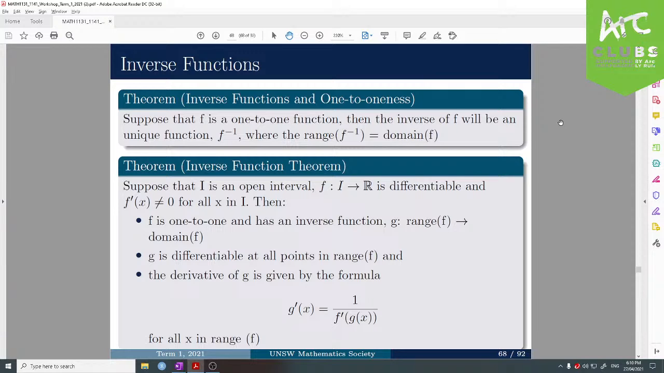And in the test, for inverse functions, there'll be one main thing they test you on, which is the inverse function theorem. But there's also some other things that they'll test you on, which I will go through maybe 1 or 2 examples of in the next few slides.